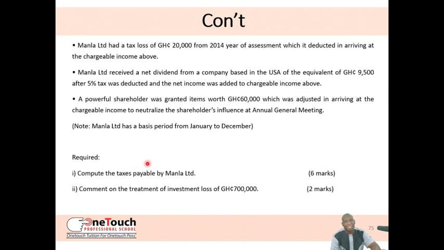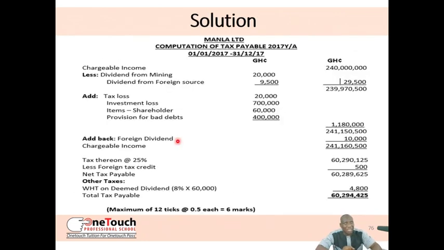Required, compute the taxes payable by Manla Limited and comment on the treatment of the investment loss. So this is the solution to it. This was the chargeable income which we want to adjust. You see, the dividend from the mining company, which was added to this one, what do we do? We subtract it. Why am I subtracting? I'm subtracting because dividend is subject to a final withholding tax, and for that matter, must be taxed separately. So you don't add it to the income and tax. The dividend that they have received, dividend from foreign source.